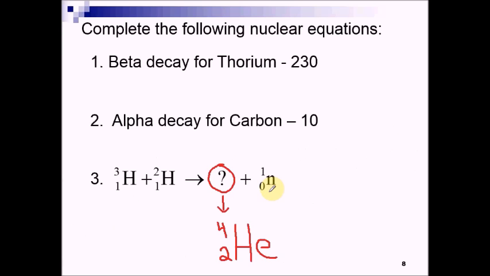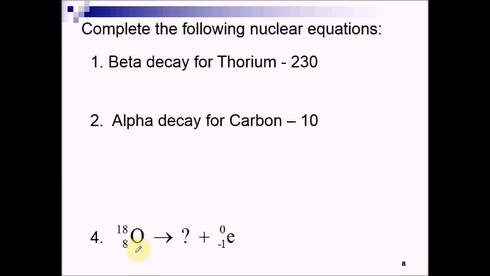All right, one more, number 4. Okay, so this is definitely a decay equation again. We've got one thing breaking down into two things. We immediately notice our E for a beta particle, so this is going to be beta decay. So simply just making our numbers equal, we've got 18 equals what plus 0? Well, that's got to be 18 again.